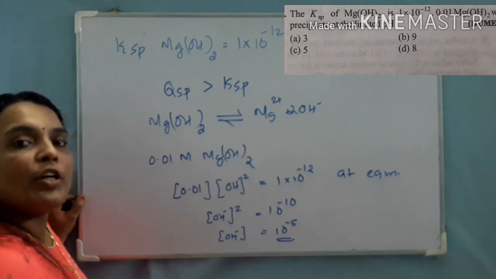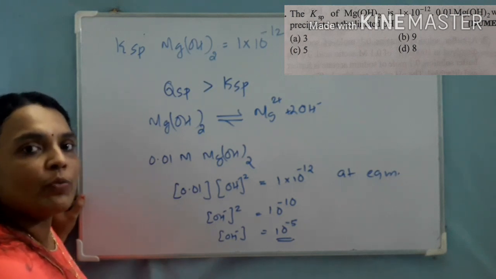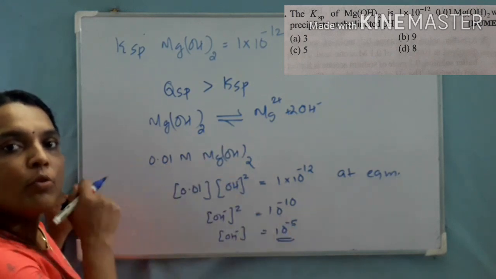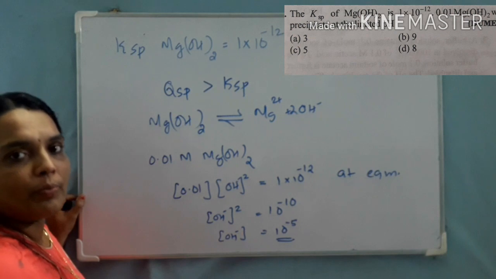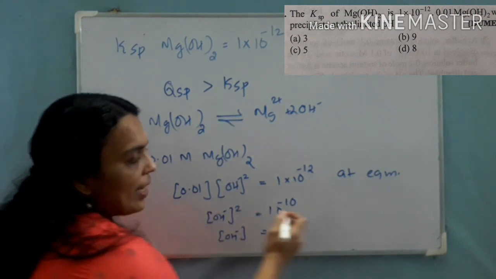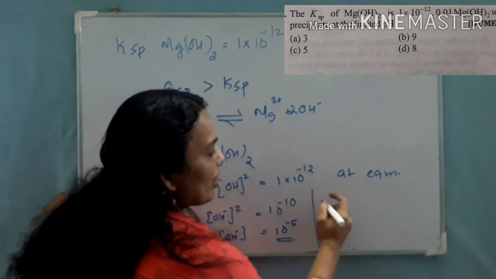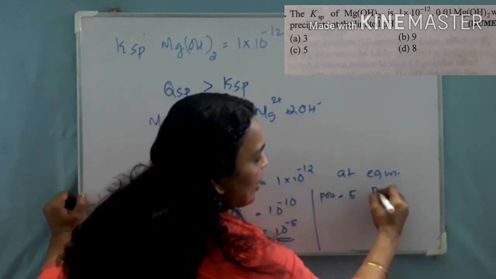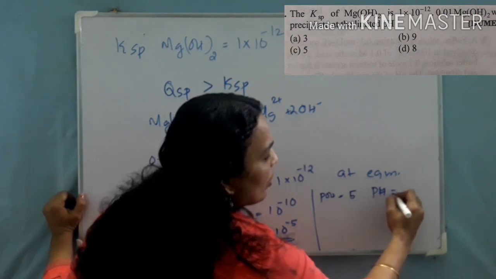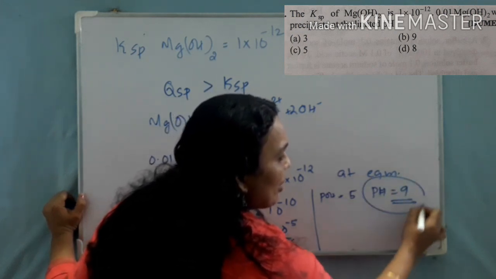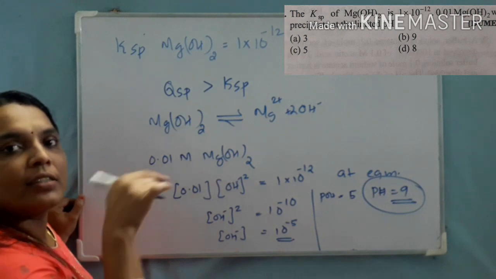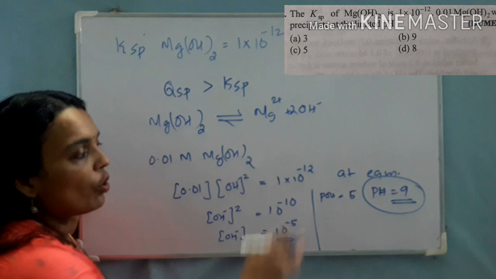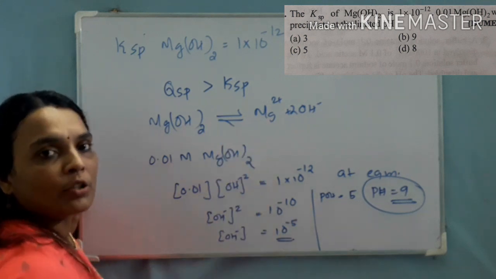If the concentration of OH minus is more than 10 raised to minus 5, the solution starts to precipitate. The reaction moves in the backward direction, so it starts to precipitate. So what is its pH? 10 raised to minus 5 means pOH is equal to 5, or pH is equal to 9. So this is the minimum pH to start precipitation. Above this pH, the system starts to precipitate.